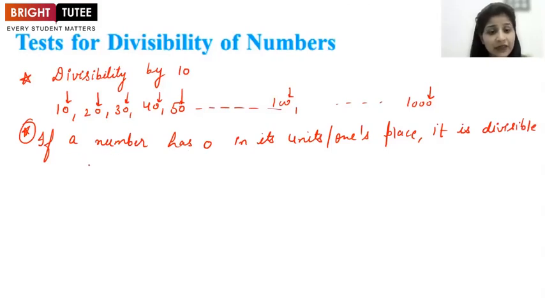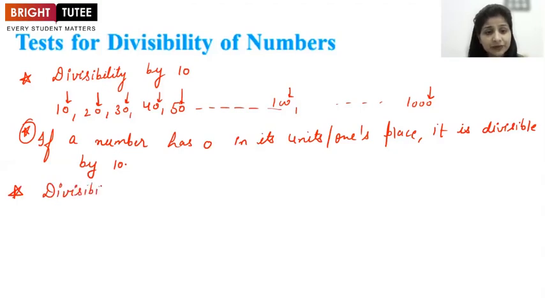What is the divisibility test for 10? In case you see at the end of the number there is a 0, that means at the units place or the ones place you see a 0 in the number, then we say the number is divisible by 10. Clear? Let's now do the next one, which is also an easy one.